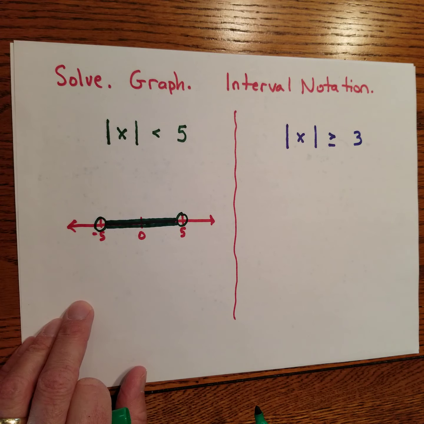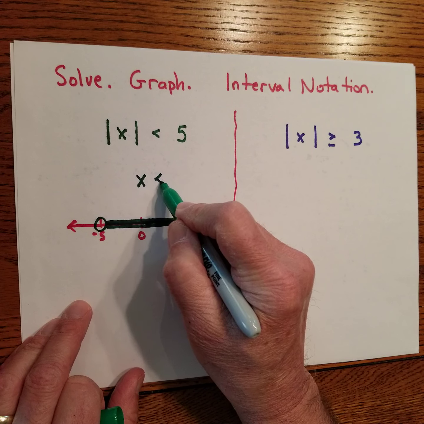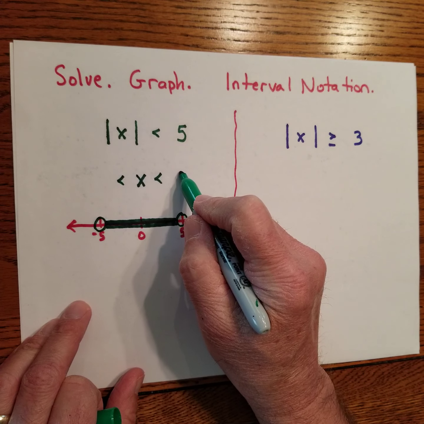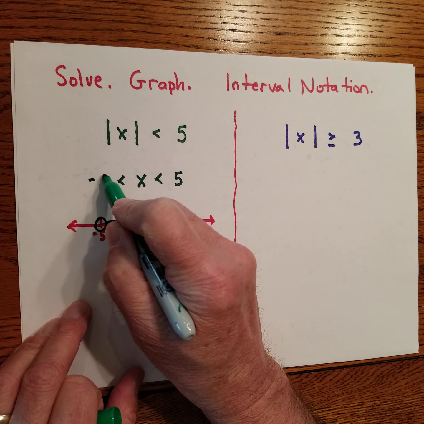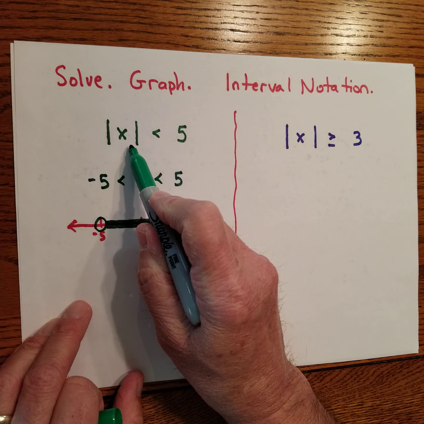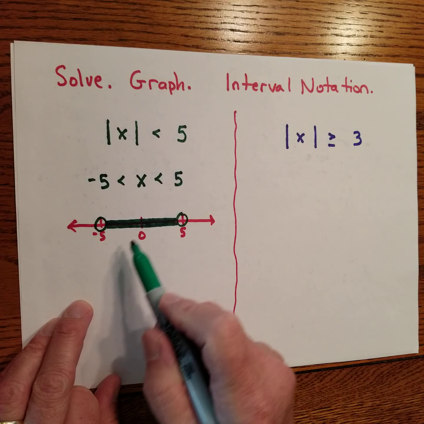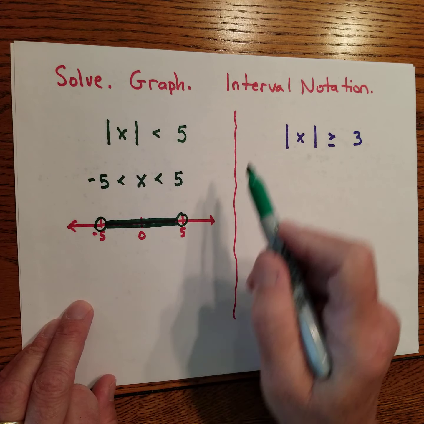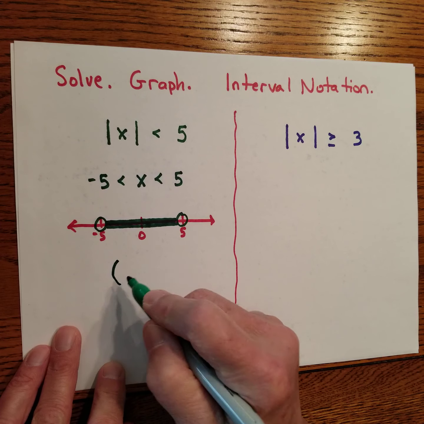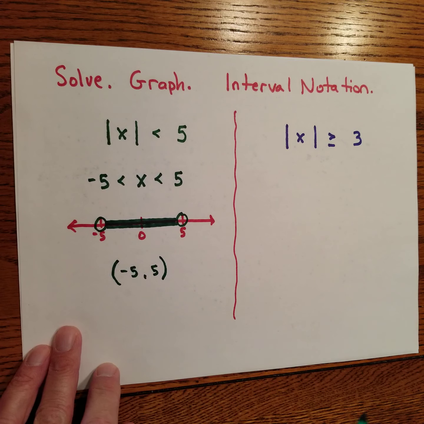Now, what numbers did I just cover up? I covered up all of the numbers that are between 5 and negative 5. Absolute value inequalities that are less than become between problems. As an interval notation, that would look like this: all of the numbers from negative 5 up to 5.